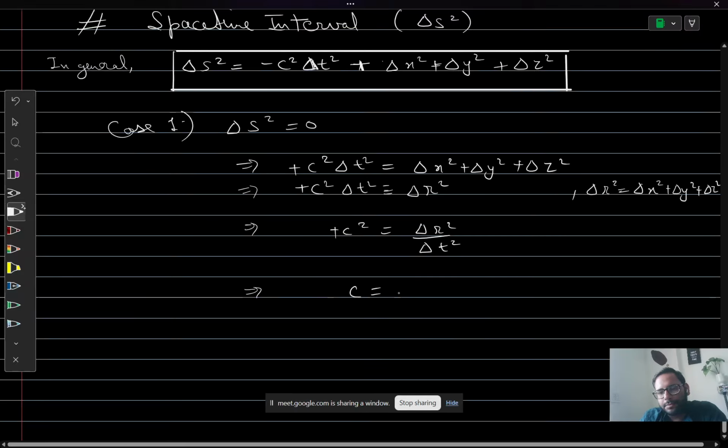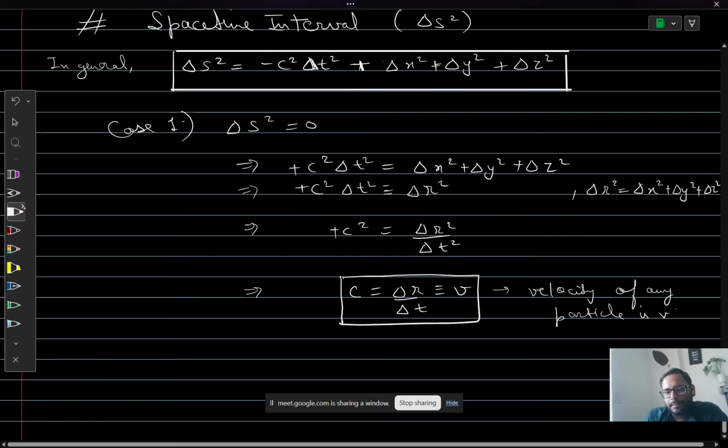So c is equal to del r by del t. We define this as the velocity of a particle. Okay, the velocity of any particle is v. So from this you get that the velocity of any particle is actually the speed of light, or say c is constant.